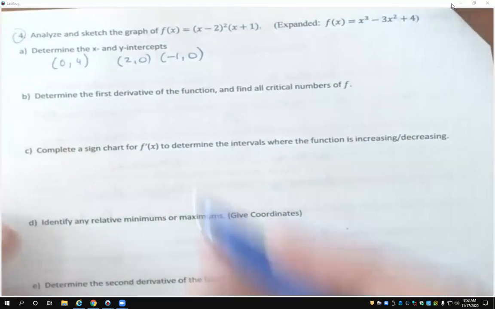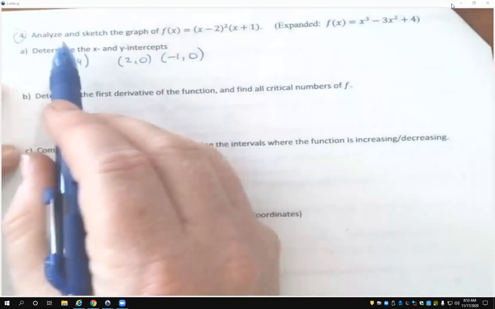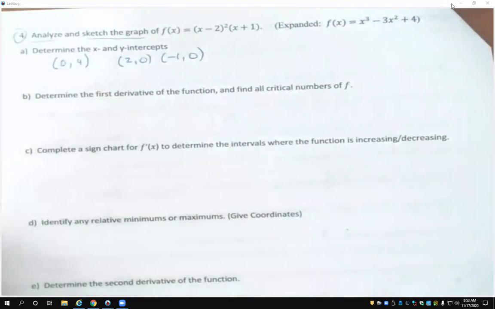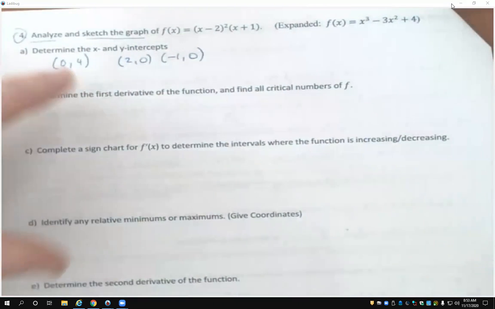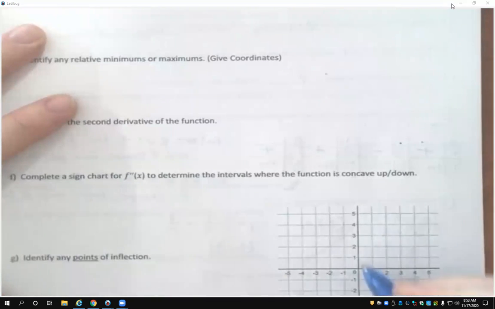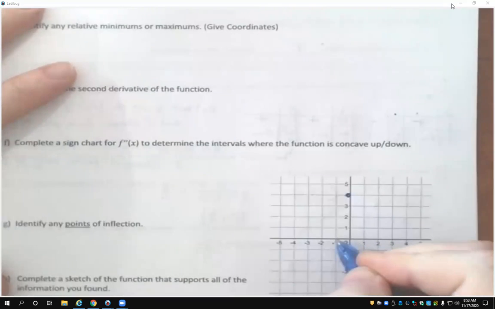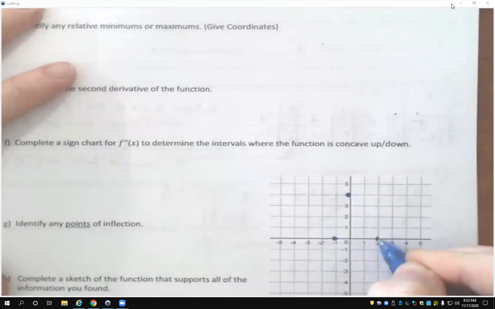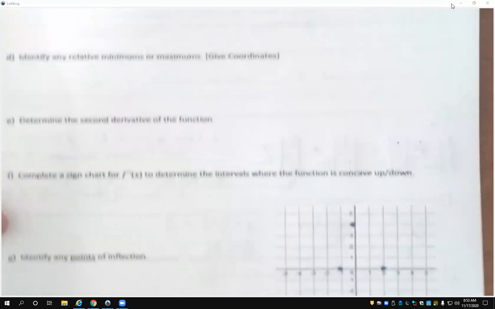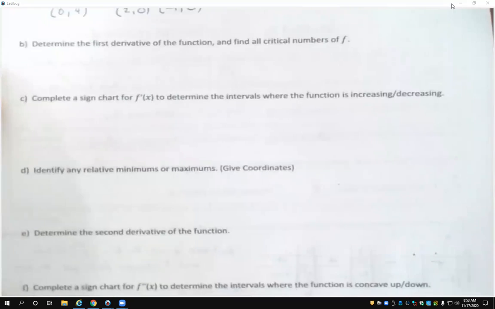In the end of this entire problem, we're going to not only analyze the graph, but we're going to sketch it without a calculator and get pretty accurate on this sketch. So I'm going to go ahead and jump down and plot those 3 points. I have the point (0, 4), which is a y-intercept. And then I have (-1, 0) and (2, 0) as my x-intercepts. And then we'll get back to the graph as we go.